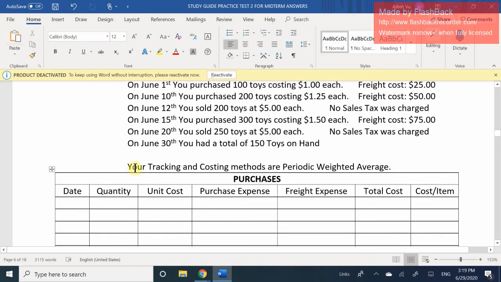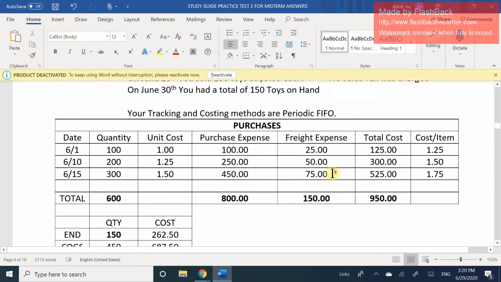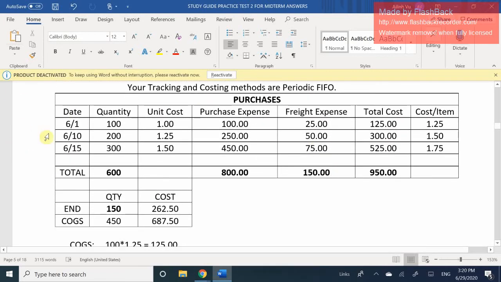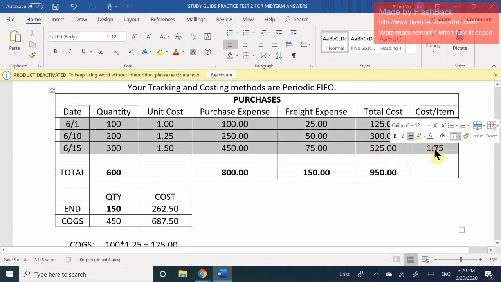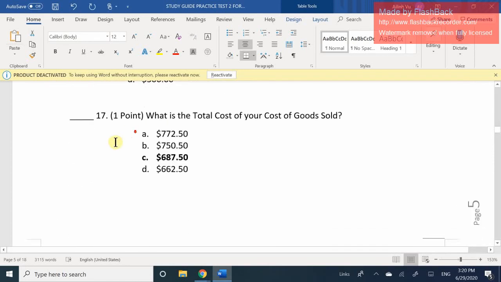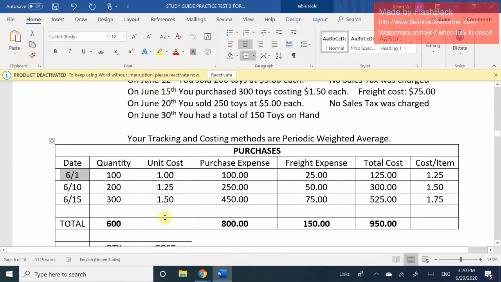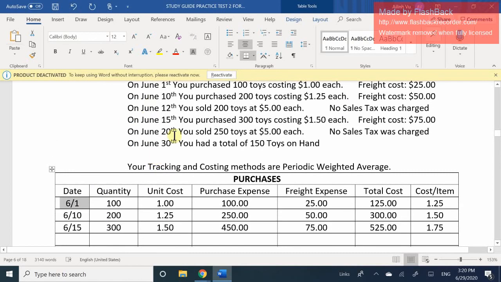One thing that I need you to remember is your tracking and your costing methods are going to be periodic, and it's going to be weighted average. So there's the keyword, weighted average. Now I am going to copy and paste because you've solved it already. This is your third time doing it. It is all the same information. I just wanted you to do this for practice.